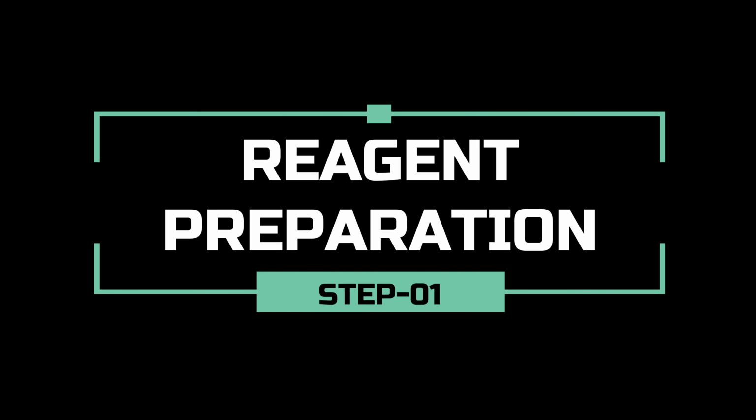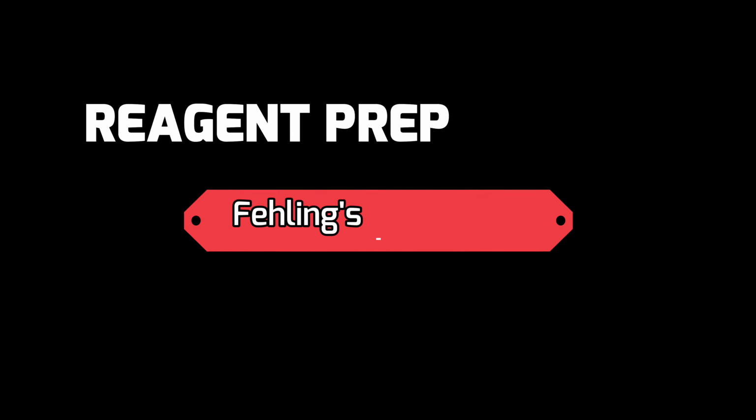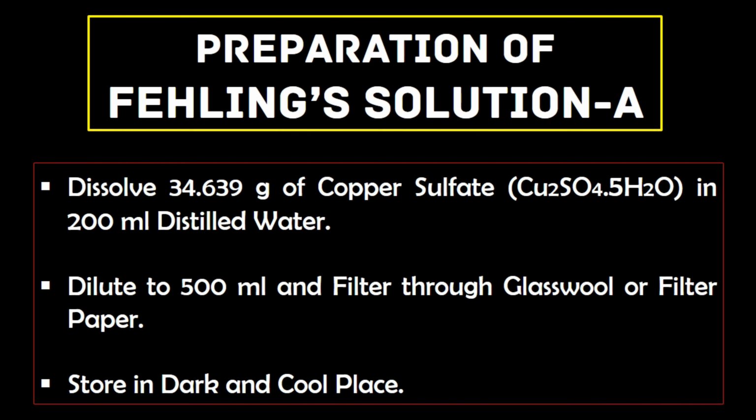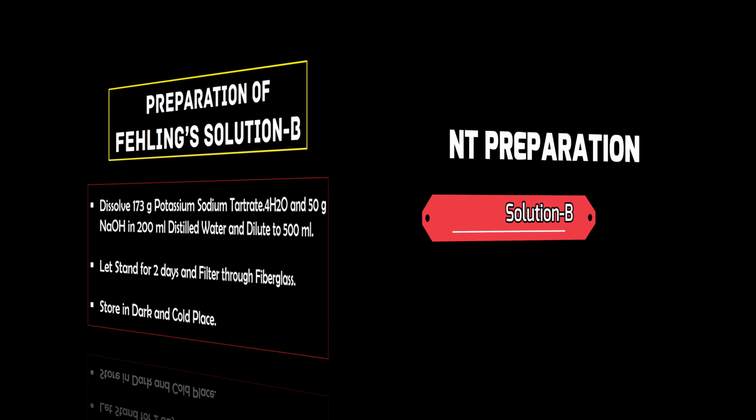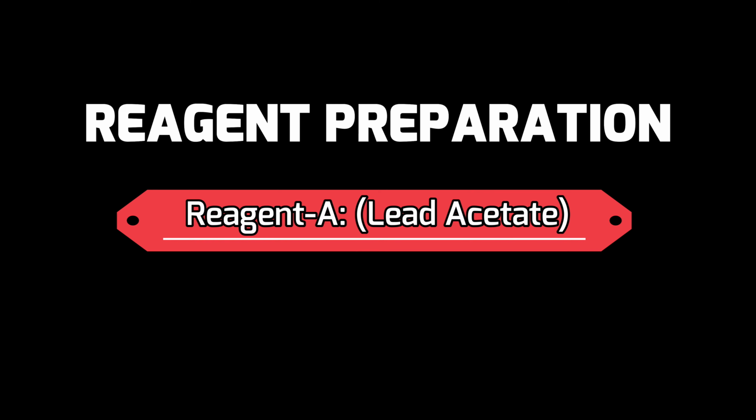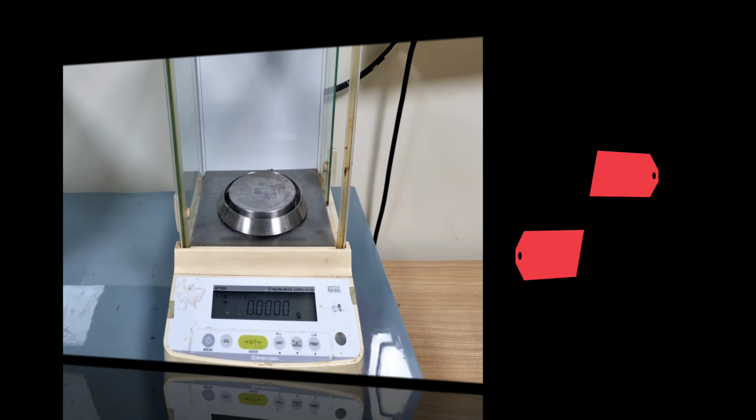At first, we are going to learn about the reagent and chemical preparation for this test. We can prepare Fehling solution A by dissolving 34.64 grams copper sulfate into 500 ml distilled water. We can prepare Fehling solution B by dissolving 173 grams potassium sodium tartrate and 50 grams sodium hydroxide in 500 ml distilled water. Now we are going to prepare reagent A of lead nitrate solution.